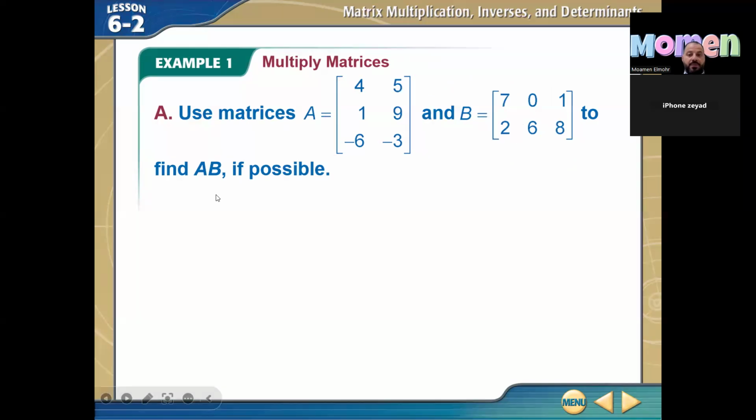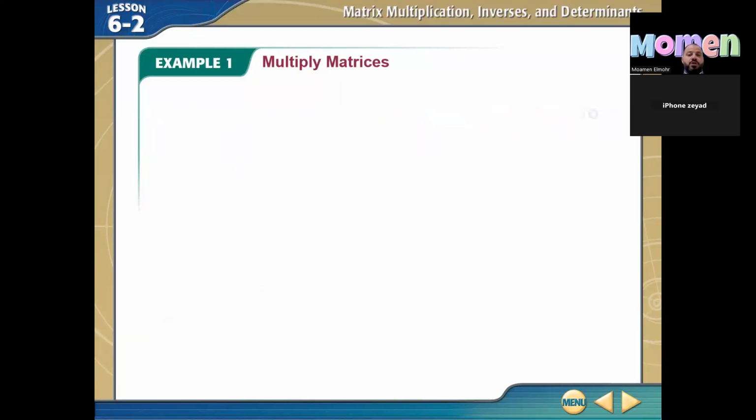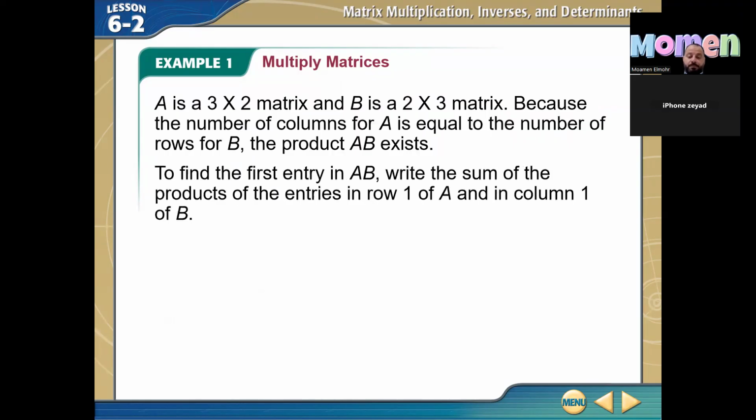Let's go and then we need to multiply. We have here the dimensions 3 times 2 and 2 times 3, so we can multiply as we said, as the number of the columns of the first matrix equals the number of the rows of the second matrix.